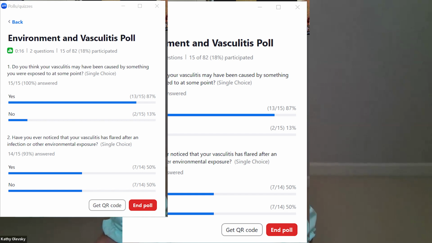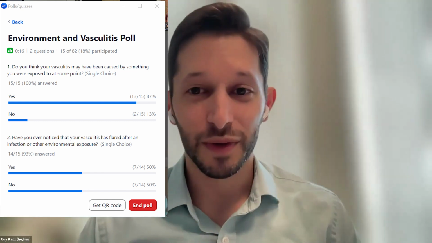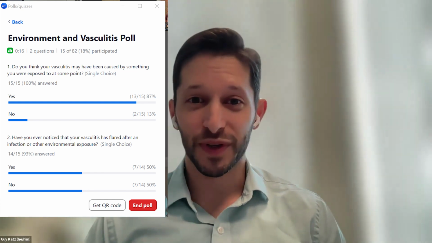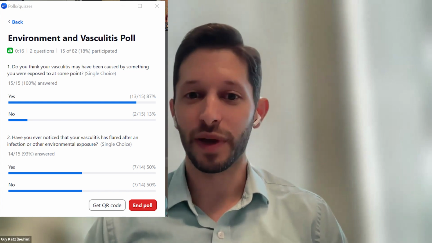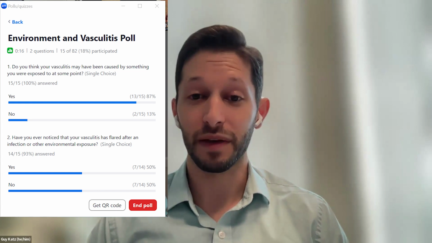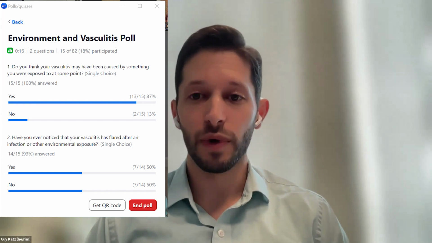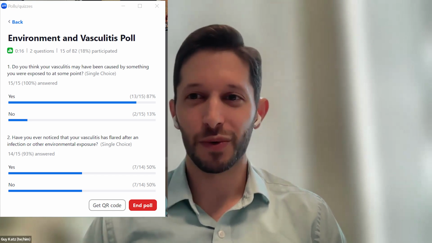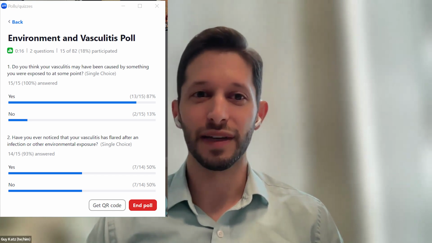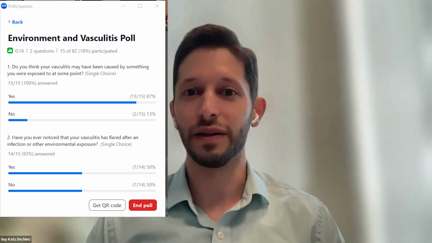Dr. Katz, you should be able to see the results now. Do you have any thoughts on some of those answers? Yeah, so this is really interesting. It looks like about 80% of you feel that the vasculitis was caused by something at some point, and about half of you have noticed that some environmental exposure may have led to a flare of the disease. I'll emphasize here that a lot of people have personally experienced this, and much of this may be true. The challenge, like we were talking about, is applying the data that we have on a population level to the individual.